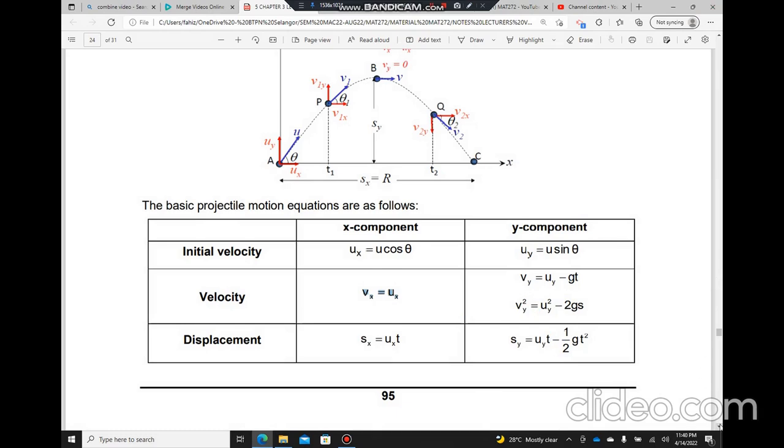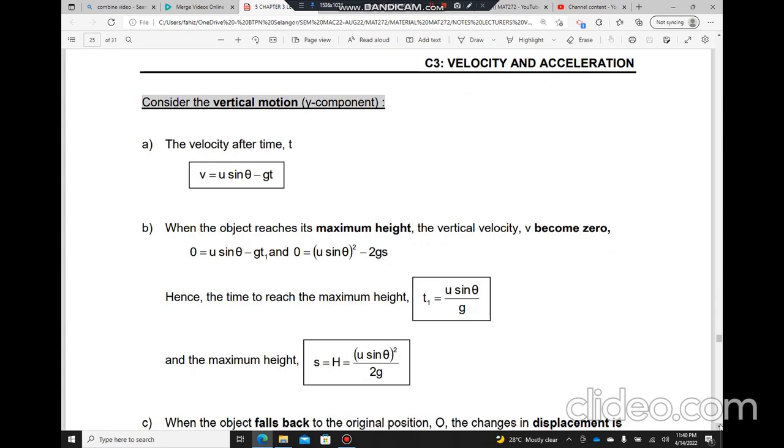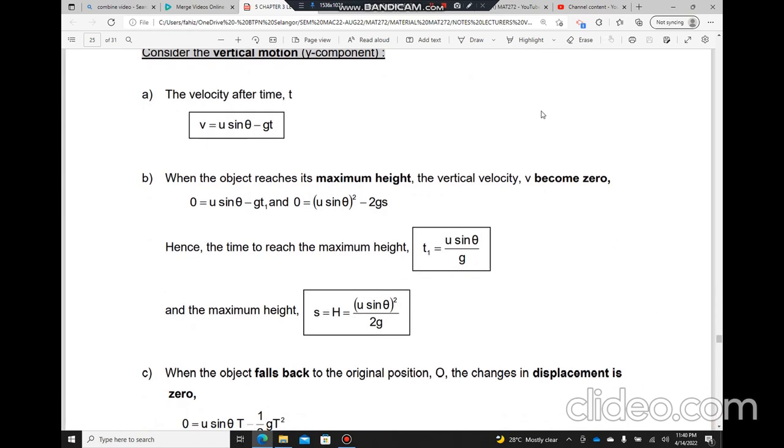Okay, so consider the vertical motion, y component. The velocity after time t equals to v equals to u sin theta minus gt. Okay, yang ni sebenarnya formula-formula ni dia gunakan formula yang basic tadi. This one, dia sebenarnya just use formula yang ni.